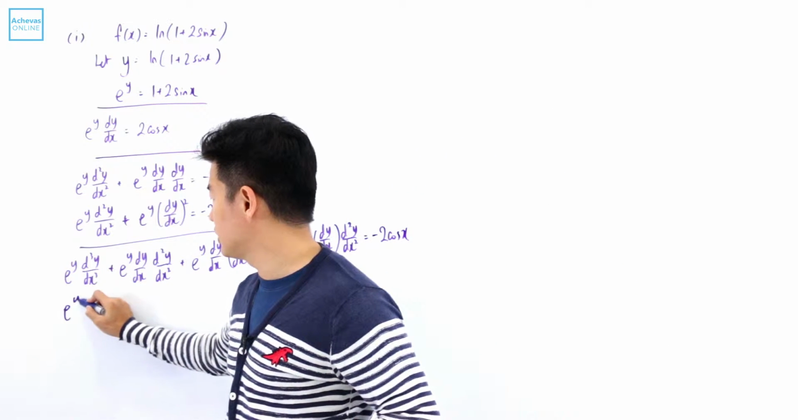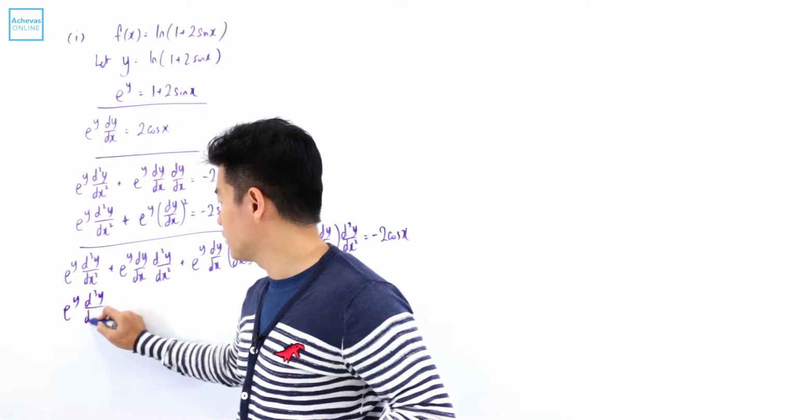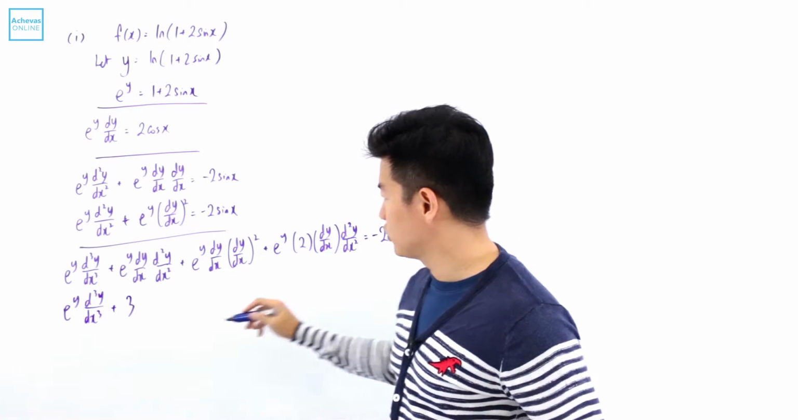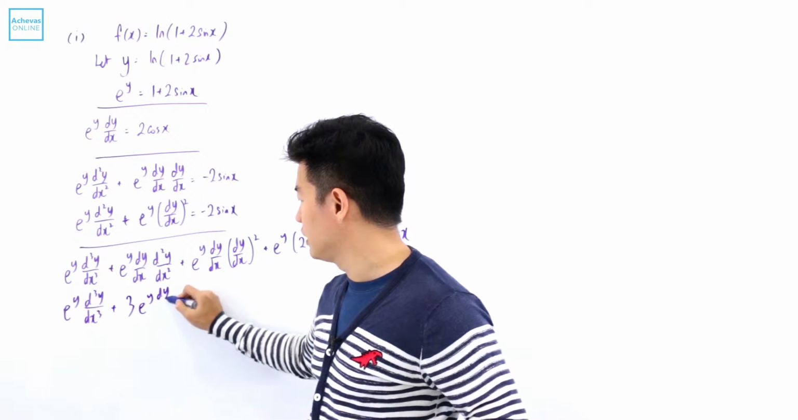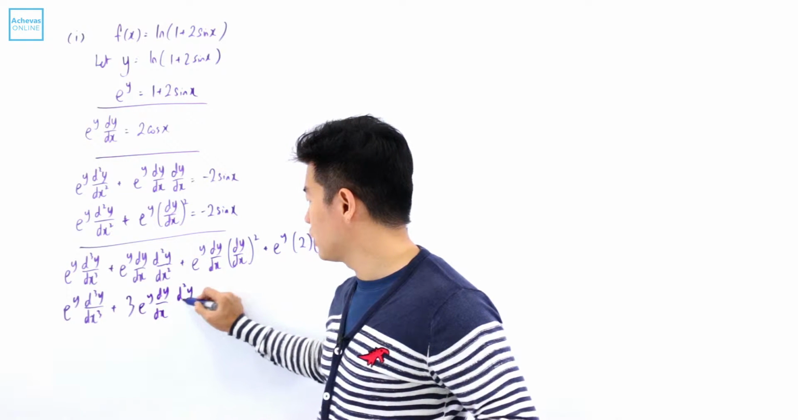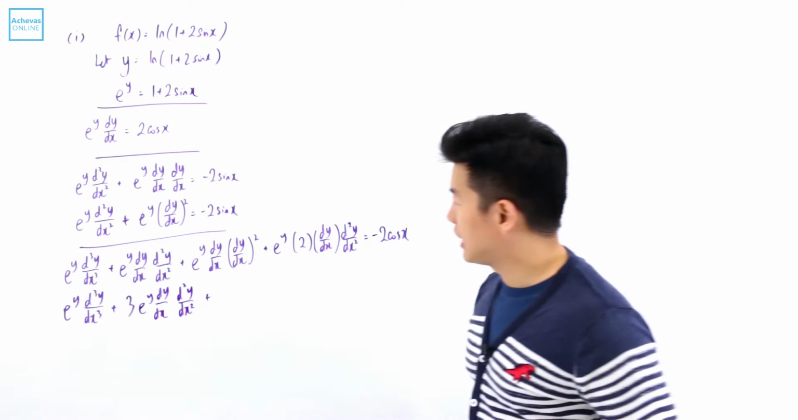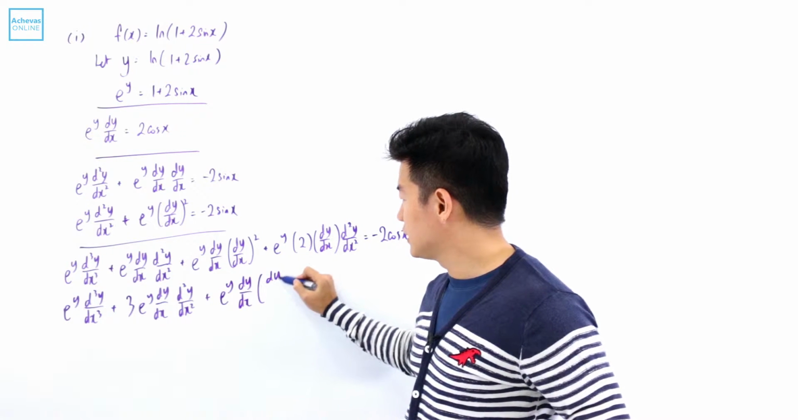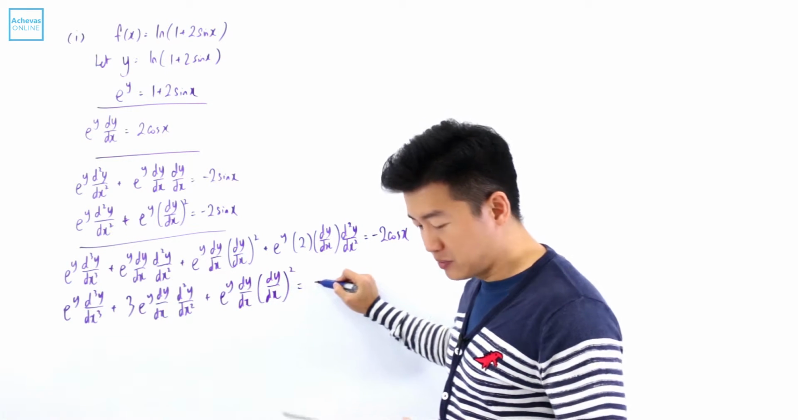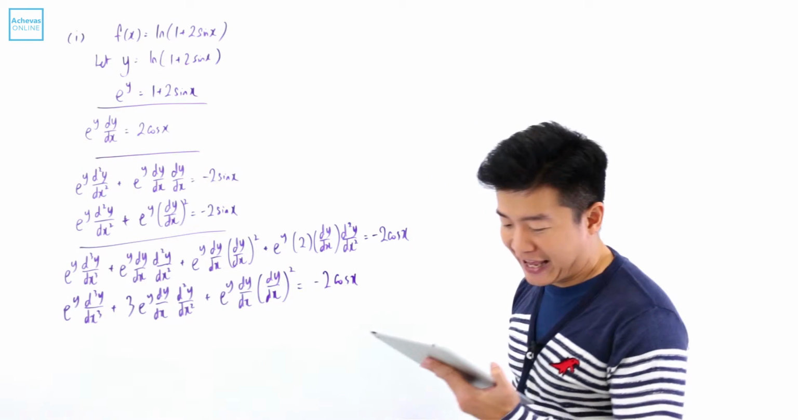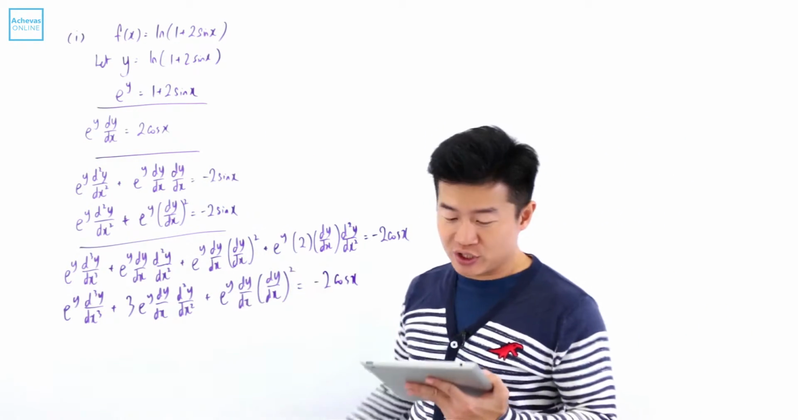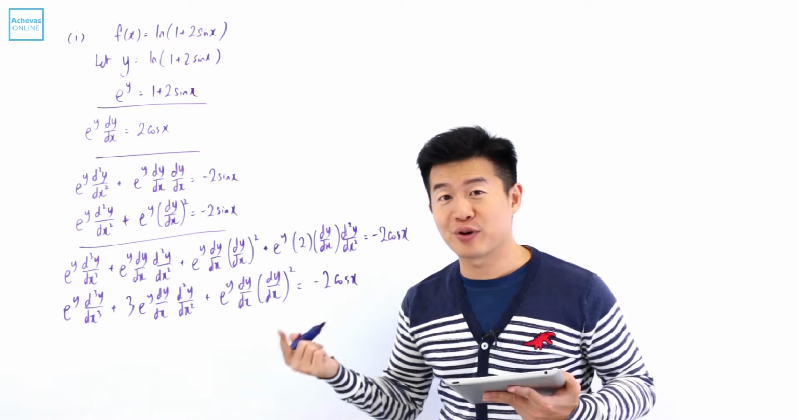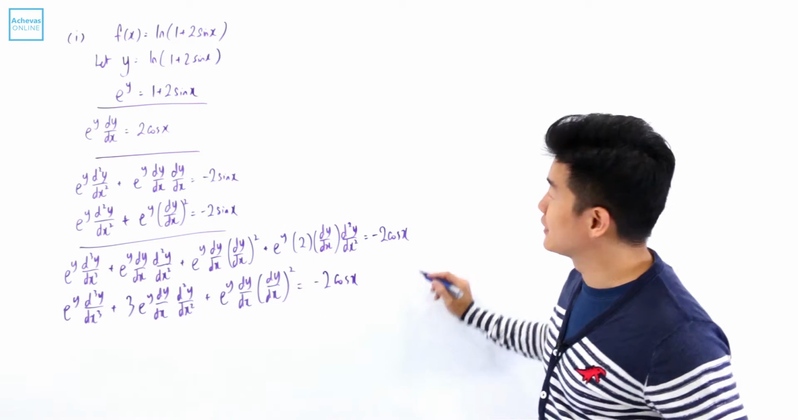So what I have is e to the power of y, d cubed y over dx cubed, plus 3 times, because this and this, 1 plus 2, 3 times of e to the power of y, dy/dx, d squared y over dx squared, plus e to the power of y of (dy/dx) cubed. This is minus 2 cosine of x. So with these few equations that I have, I'm going to find f(0), f'(0), f''(0), f'''(0), by substituting x as 0.